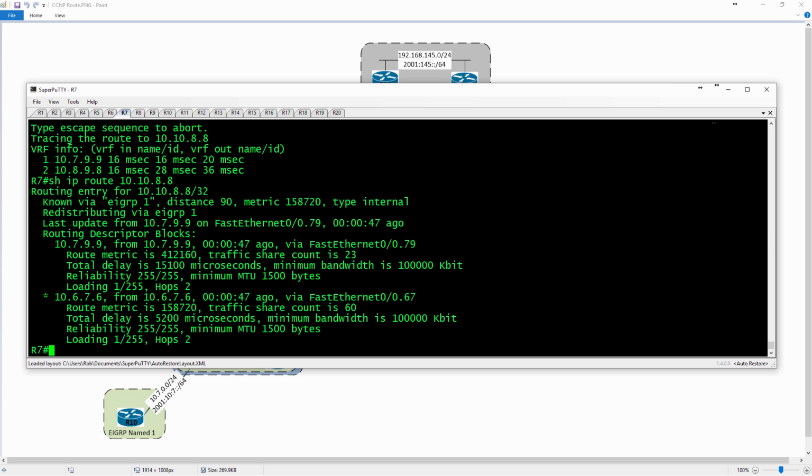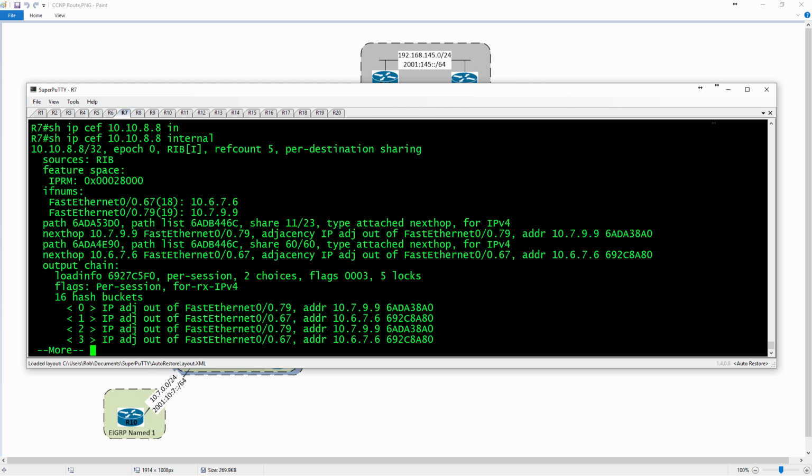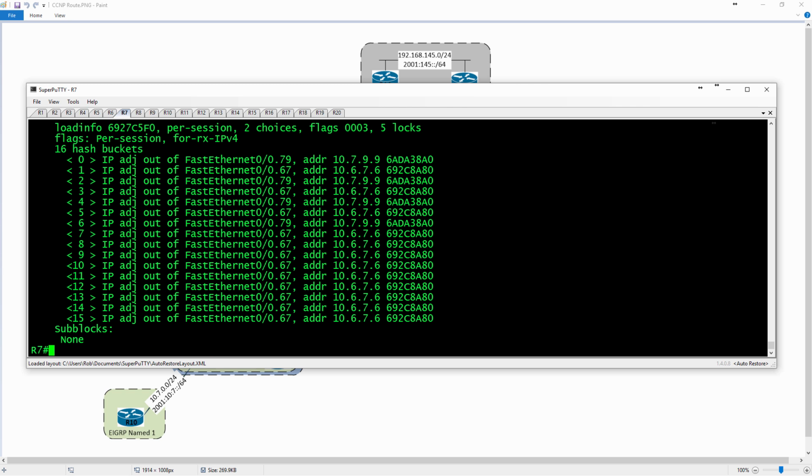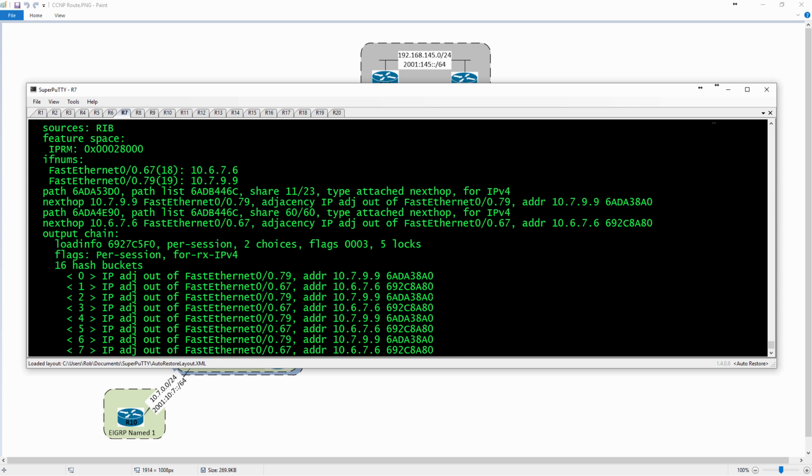So let's go ahead and take a look at exactly how R7 is going to forward this. There's a reason why I covered Cisco Express Forwarding, or CEF, earlier in the course, so that when I did CEF outputs, you guys would understand what you're looking at. Show ip cef for 10.10.8.8 internal. I want to look at and know exactly how the CEF process is going to forward the traffic. And as you can see, the very first packet that we send out is going to be towards R9.